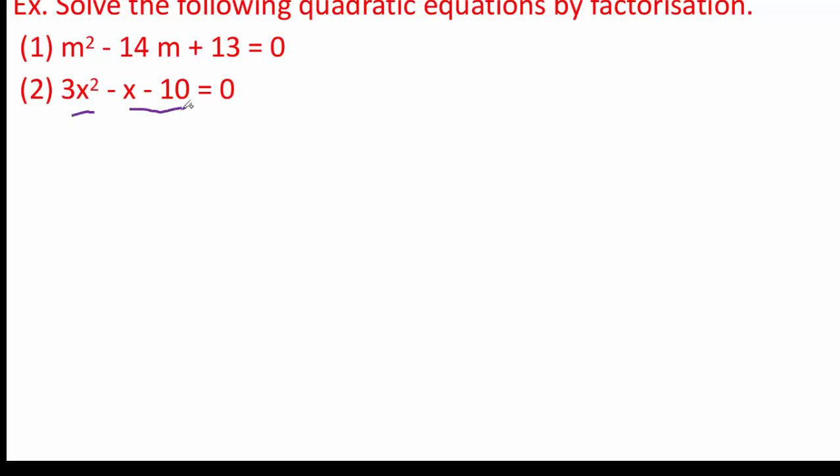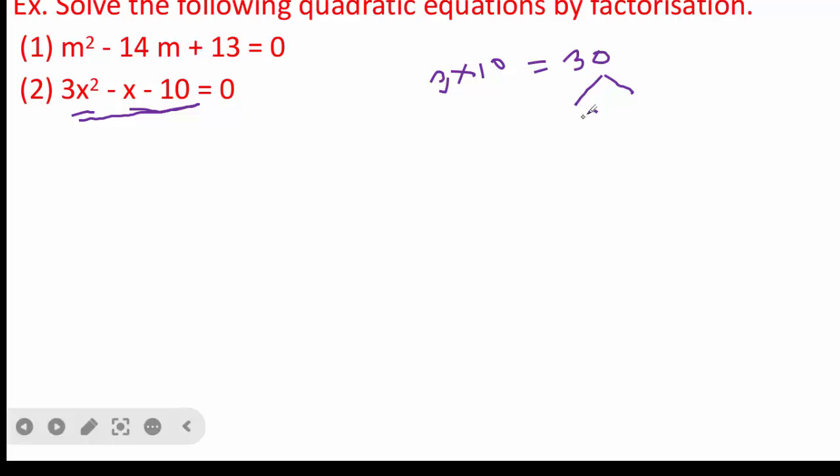In this equation, the coefficient of x square is not 1. Therefore, I shall write the product of the constant term and the coefficient of x square, 3 multiplied by 10, that is equal to 30. And now I have to factorize this 30 in such a way that, as this term is minus, their difference is 1. The factors of 30 are 6 and 5, and the difference is 1.